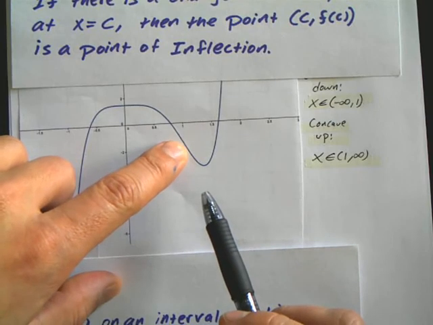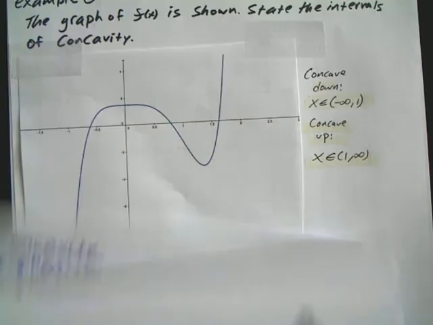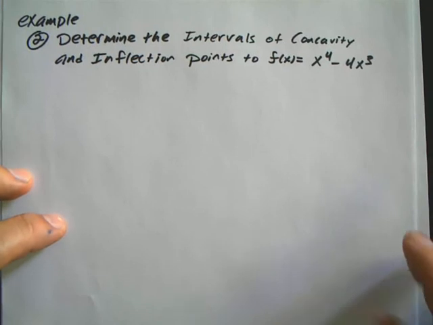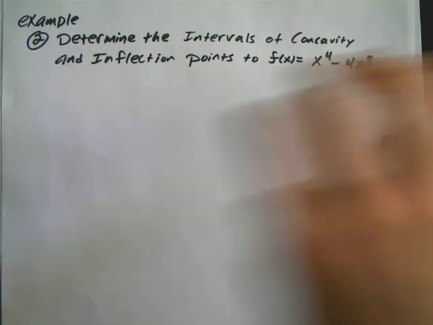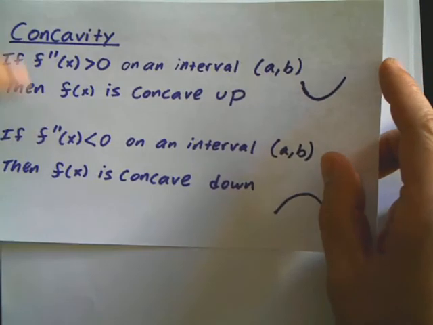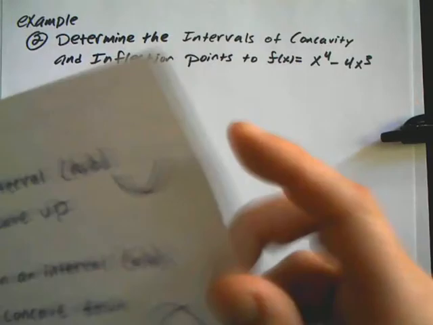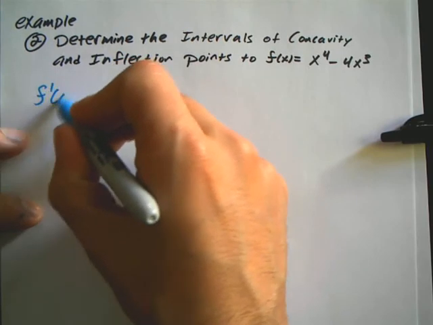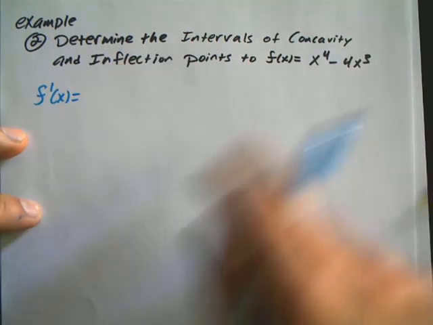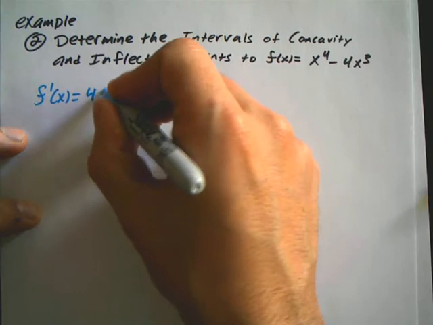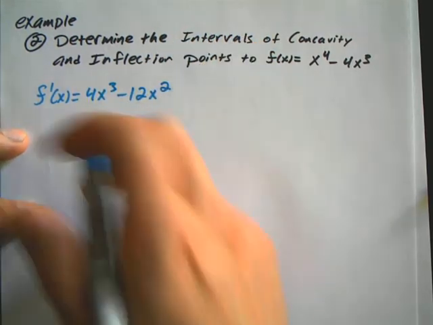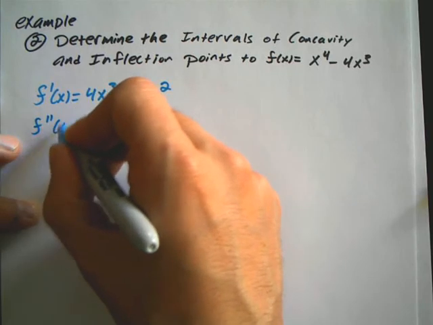And let's look at an example with an actual equation. So I want to find the intervals of concavity and find the inflection points. Since my concavity is based on the second derivative, I have to go and find the second derivative. So finding the first derivative is just going to be the application of the power rule. It's 4x to the third minus 12x squared. One more derivative after that, again, is the power rule. It's going to be 12x squared minus 24x.